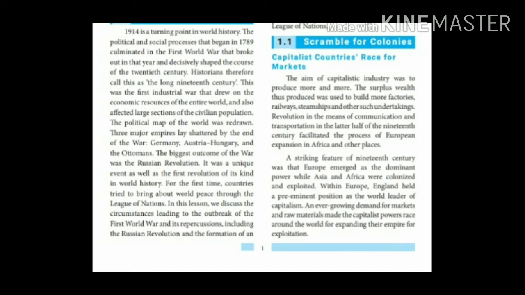For explanation, the first cause of the First World War: capitalist countries race for the market, scramble for colonies. The aim of the industries was to produce more and more, building more factories, railways, and steamships. In the later 19th century, Europeans in Africa, wealth and slum, skyscraper and colony. In the 19th century, Europe, Asia, and Africa faced growing demand for markets. So the First World War cause is the demand for markets.